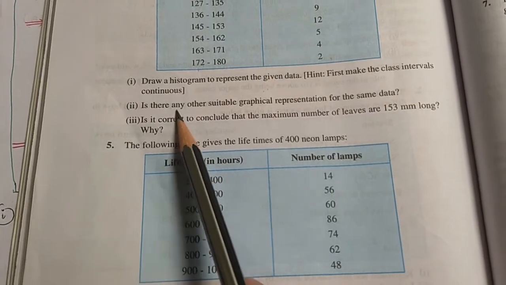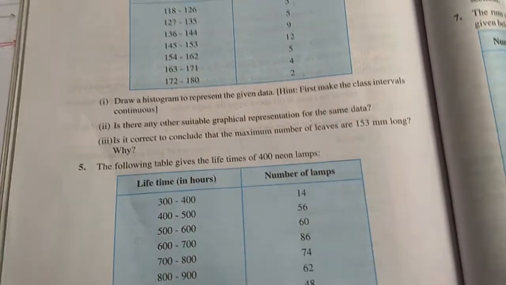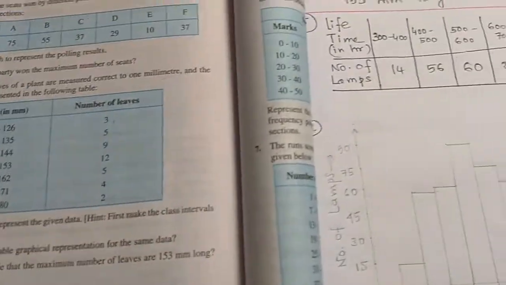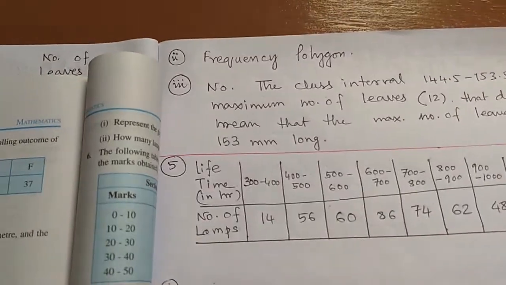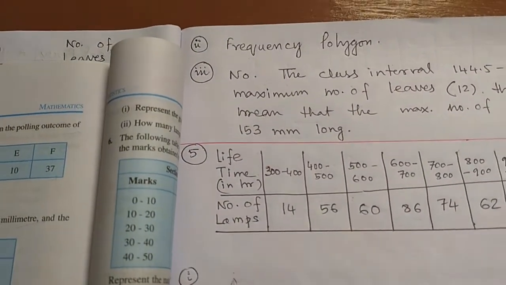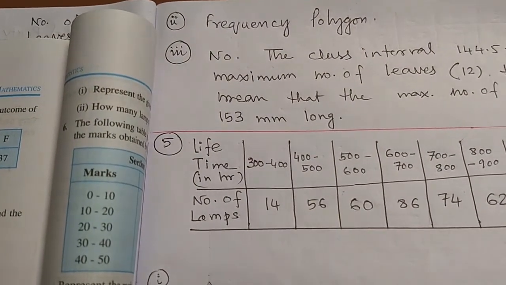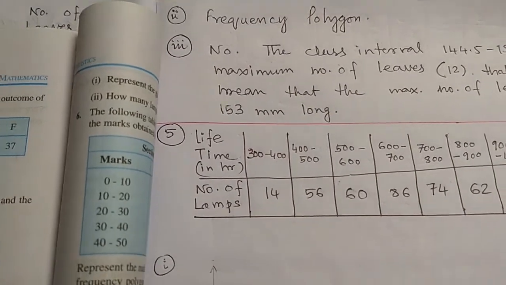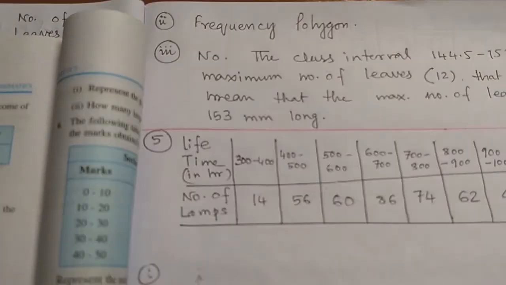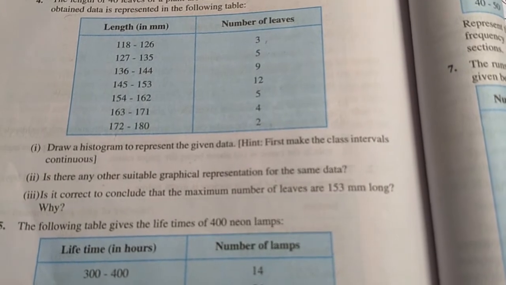Question number 2 is asking, is there any other suitable graphical representation for the same data? Look, I am giving the answer now. Later I will explain. That is frequency polygon. When I was discussing the terms, I told you that a frequency polygon is the same as a histogram, but there we consider the class mark. Here we consider the class interval, there we use the class mark. So for this same data we can find the frequency polygon very easily.